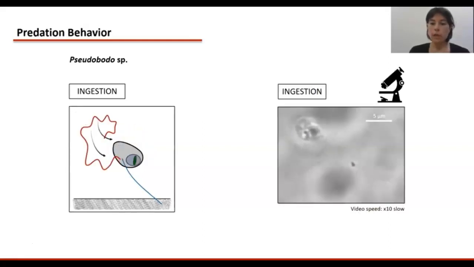Here we have an example under the microscope. Now it will increase its beating frequency to be able to capture the particle and ingest it, and now it returns to its normal searching mode.